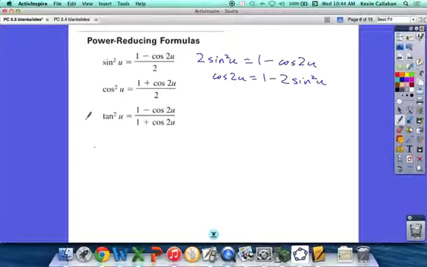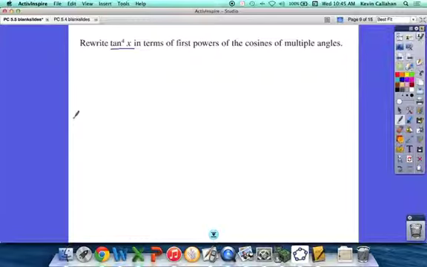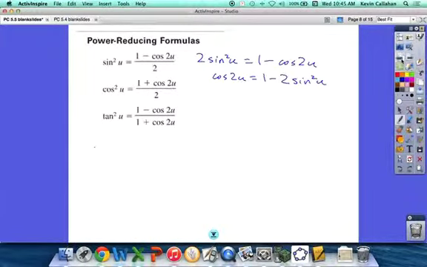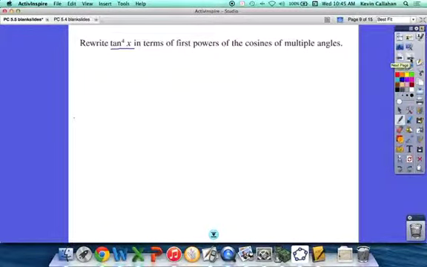So this is a little bit of a drill, but rewrite tan to the fourth of x in terms of the first powers of cosines. Which one of these are we going to have to use? For sure, it's the tan squared, right? You're going to have to use this one right here. But we don't have tan squared, we've got tan to the 4th. So how are we going to deal with that?